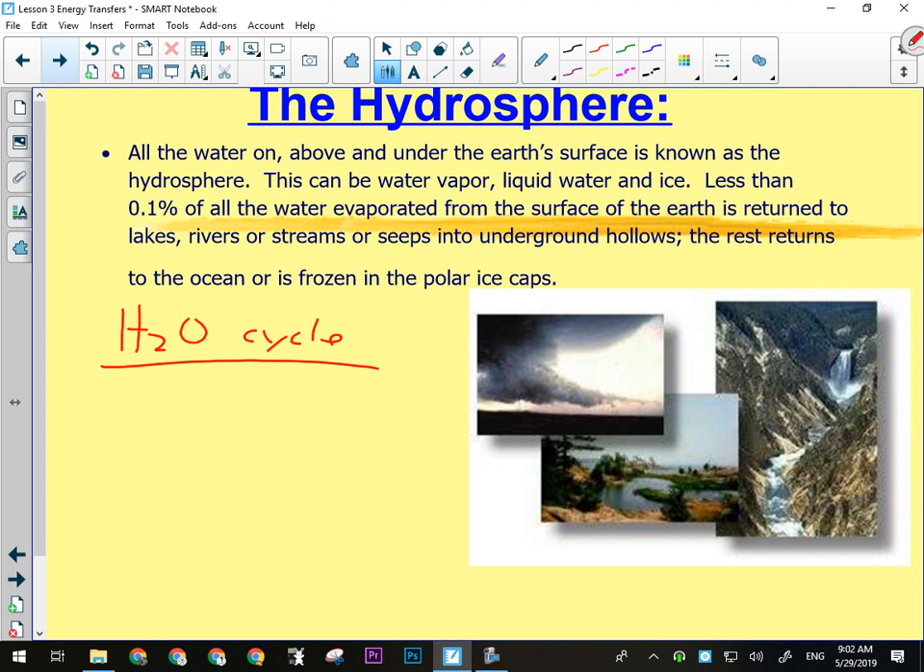Okay, and then it ends up not here. But then it evaporates from the ocean and comes back. I mean, it's all one big cycle, right? There are places on Earth where more evaporation than precipitation takes place. Those are called deserts. And then there are places, obviously, where there's more precipitation than there is evaporation. Those are usually called jungles. Okay, and that's just kind of the way it works.